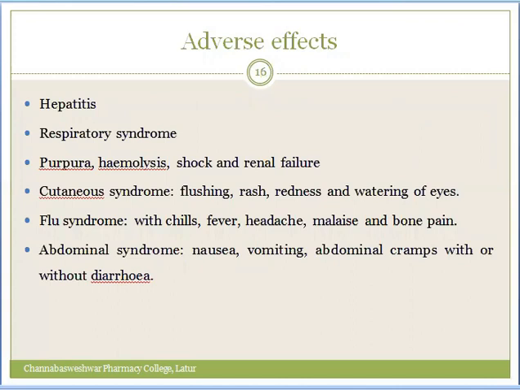Next, adverse effects of rifampicin. It shows hepatitis, respiratory syndrome, purpura. Purpura means leaking of blood from small capillaries. It shows hemolysis, shock, renal failure. It shows cutaneous syndromes such as flushing, rash, redness, watering of eyes. It shows flu syndromes such as chills, fever, headache, malaise, bone pain. It also shows abdominal syndrome like nausea, vomiting, abdominal cramps with or without diarrhea. So these are the adverse effects of rifampicin.